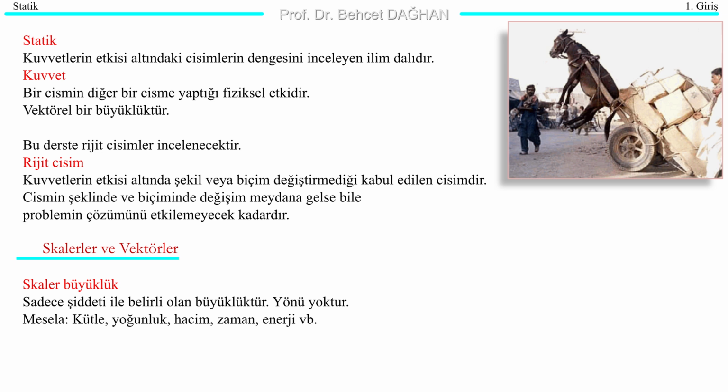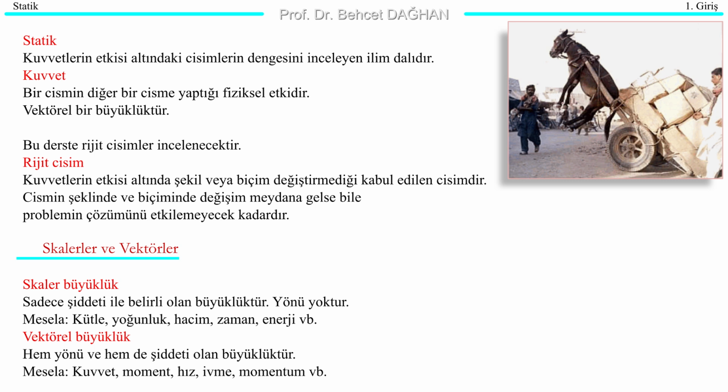What is a vector quantity? It is a quantity that has both direction and magnitude. For example, quantities such as force, moment, velocity, acceleration, momentum are vector quantities.